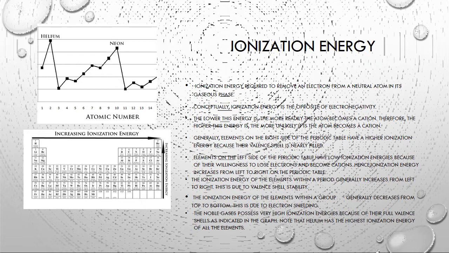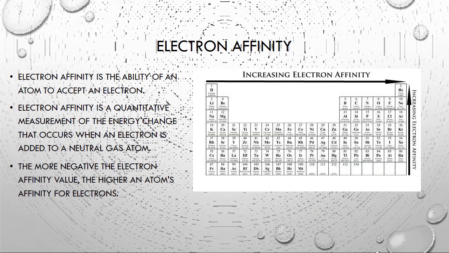The ionization energy of the elements within a period generally increases from left to right. This is due to valence shell stability. The ionization energy of the elements within a group generally decreases from top to bottom. This is due to electron shielding. The noble gases possess very high ionization energy because of their full valence shell, as indicated in the graph. Helium has the highest ionization energy of all elements.